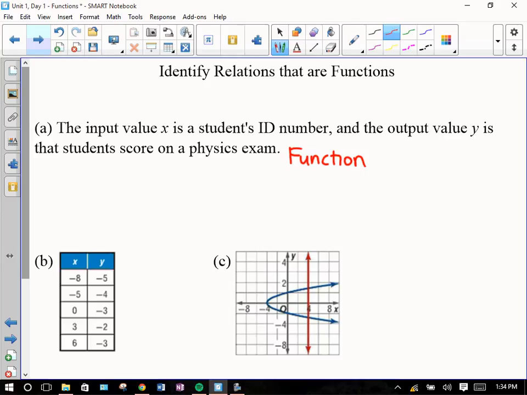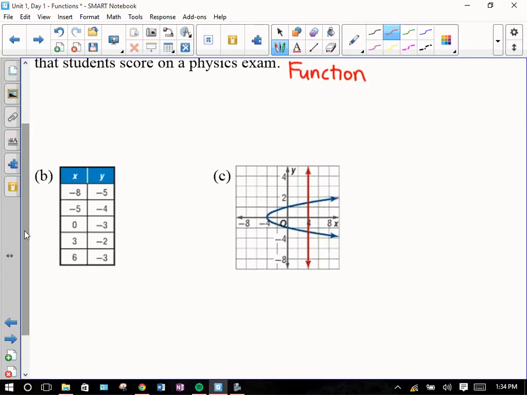All right. B. Take a look at that real quick. And I'll move it up some. Is this a function? So raise your hand and tell me why or why not. Why? -8 doesn't show up again, it only goes to -5. -5 only goes to -4. 0 only goes to -3, 3 to -2, 6 to -3. And it does not matter that there's 2 -3s over here. Right? Because the thing that matters with the function is that the x values map to one y value. And it does. So this would be a function.